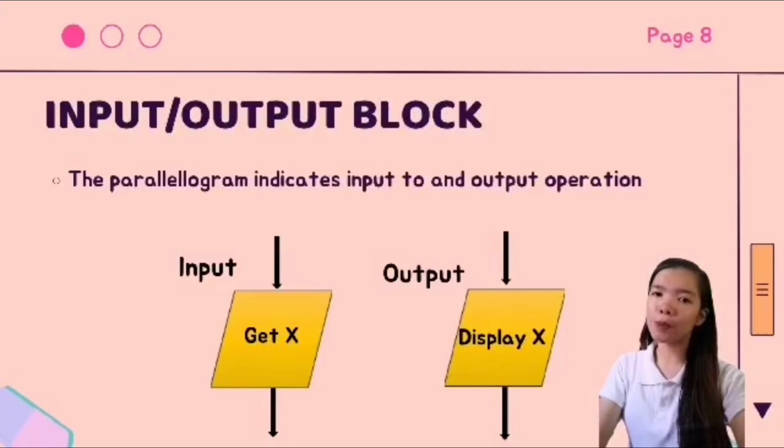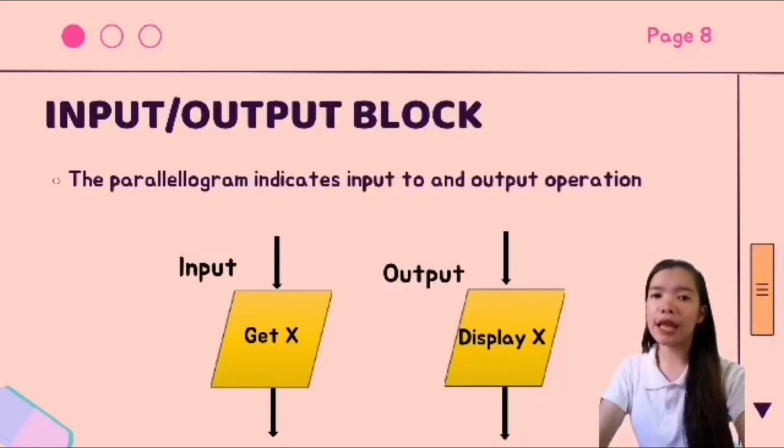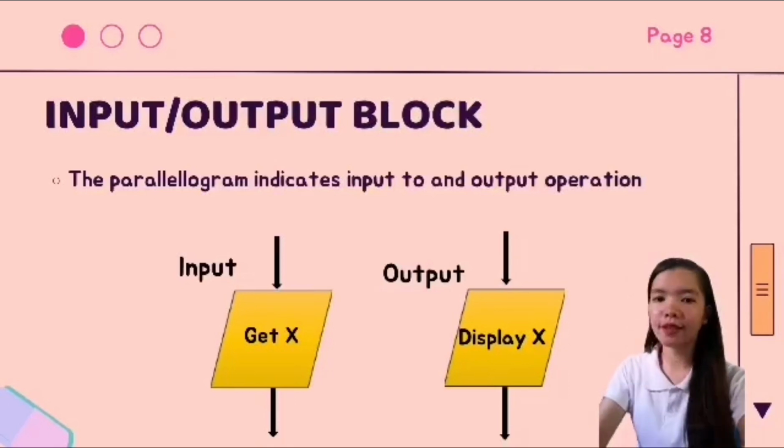We have input-output block. The parallelogram indicates input and output operations. So, this is the example of input and output block. Okay, you are going to observe the input. Meron siyang get x for the input. You can use verb get or enter input. Okay, so those are the variable that you can use inside input block. And for the output block, you can use the verb display and print.